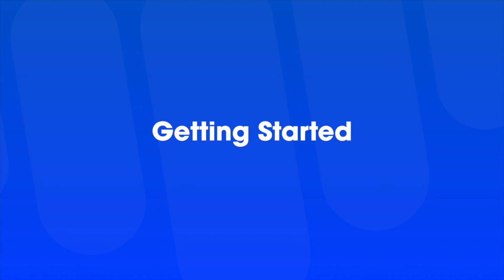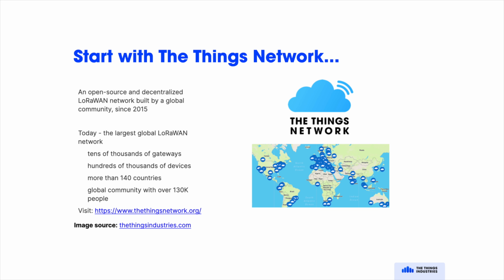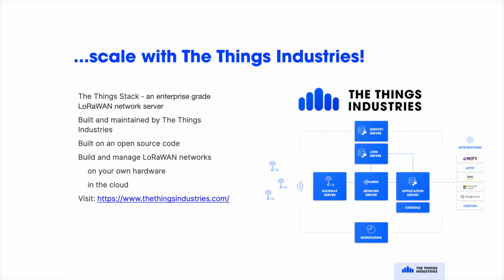Now that you're a LoRaWAN security expert, let's talk about getting started. To prototype your first LoRaWAN solution, we recommend the Things Network, where you can use the free The Things Stack Community Edition, which has coverage from tens of thousands of gateways all over the world. Once you're ready to scale your solution commercially, reach out to The Things Industries for an SLA-backed, enterprise-grade, private LoRaWAN deployment, either in the cloud or on your own hardware.